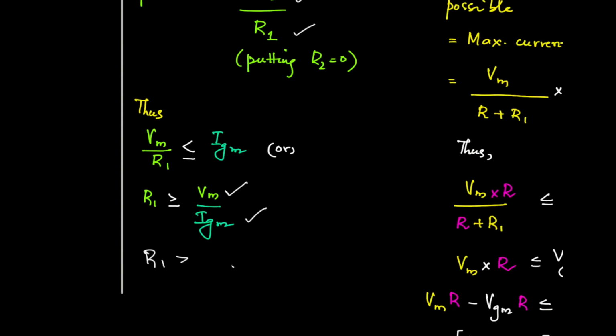That is, we find out the maximum voltage, the peak value of that sinusoidal waveform, and we find out what is IgM, that is specified. You divide Vm by IgM. What is the value of resistance that you get? Your resistance R1 should be at least that much or above that. So suppose you got something like 500 ohm. Then R1 should be greater than or equal to 500 ohm. If it is less than 500, then the condition will not be satisfied.